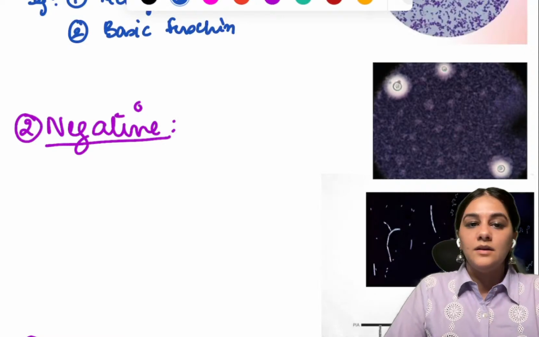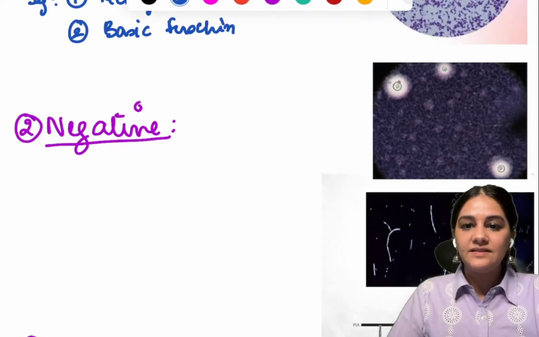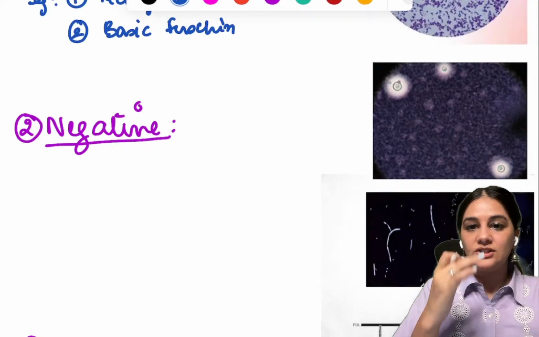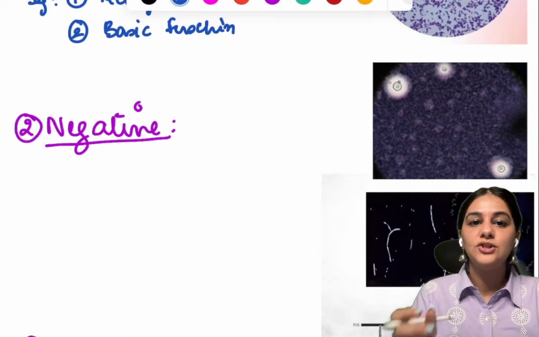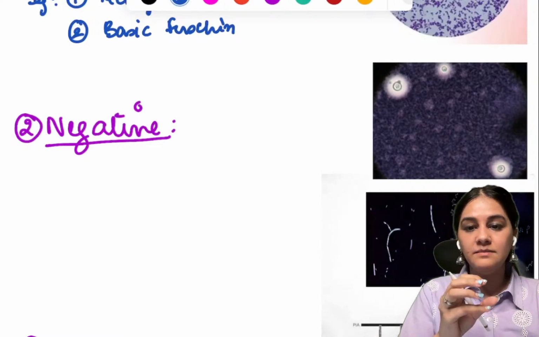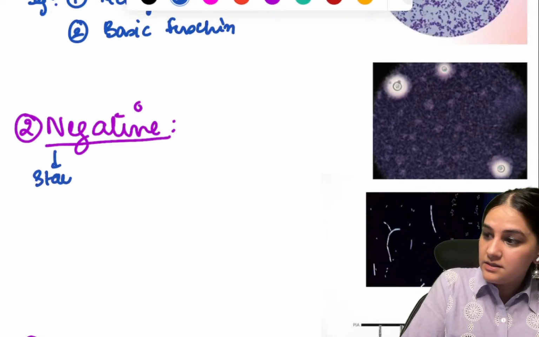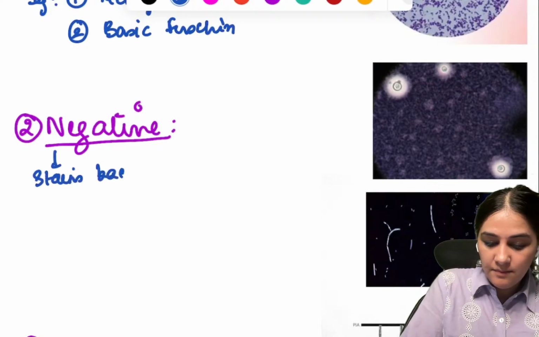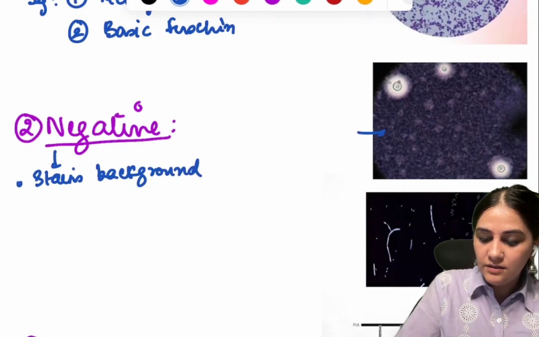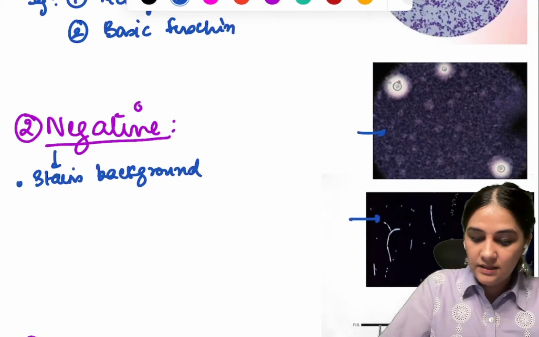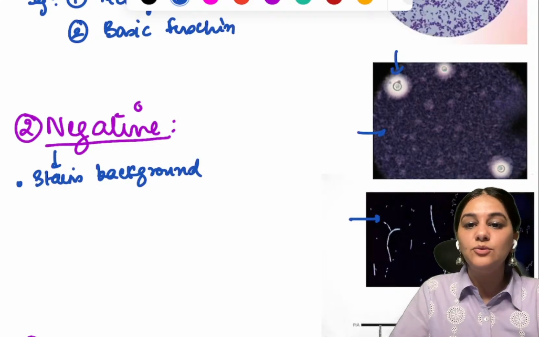Okay. So I'm going to continue. So what is negative staining doing? Negative staining is actually staining the background. So it's not staining the organism, it's going to stain the background, right? So can you see here? The background is getting stained and the organism is being illuminated.